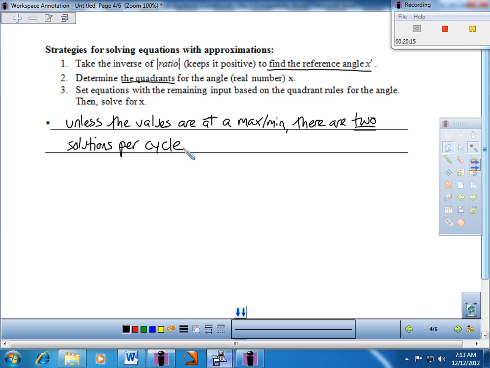We have to find a way to get the other one. Because if you think about your nice sinusoidal curve, something like that right there, very simply, if I want to know the solutions, I'm going to get 1 on the way up, 1 on the way down. 2 solutions per cycle. Unless you're at a max or a min, that's the only time you get 1 solution in that cycle. Okay, so that's what we're going to be working around there.